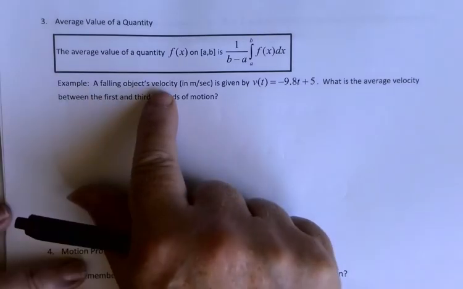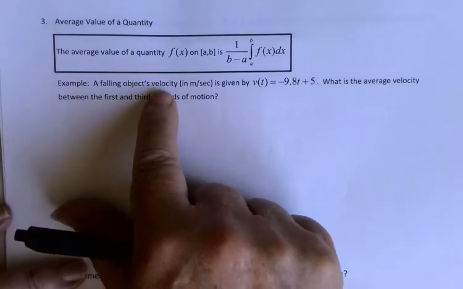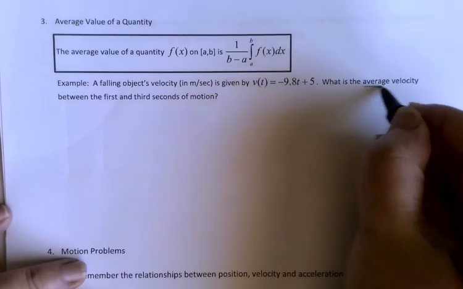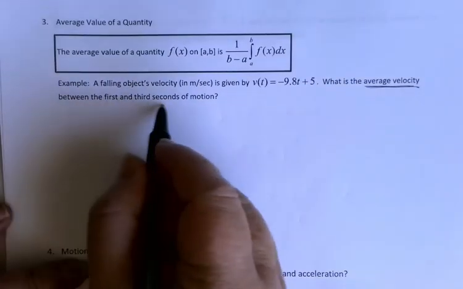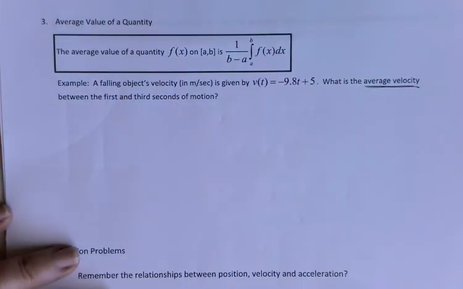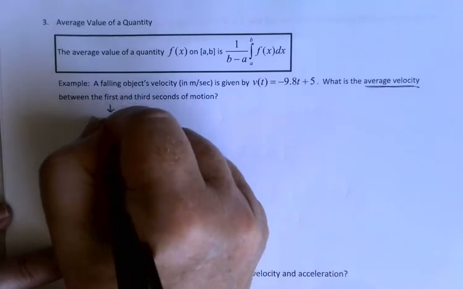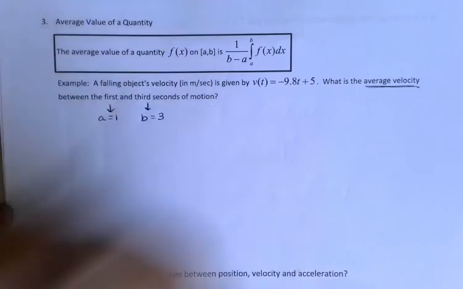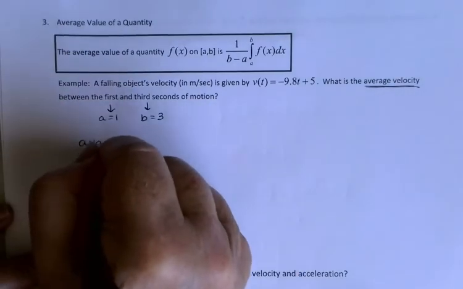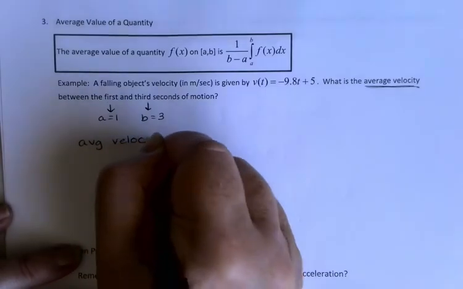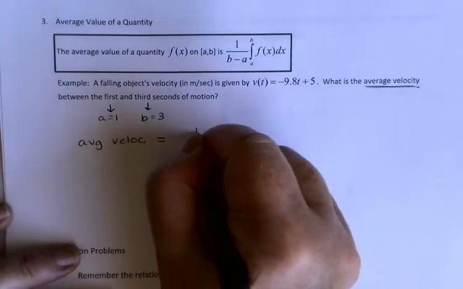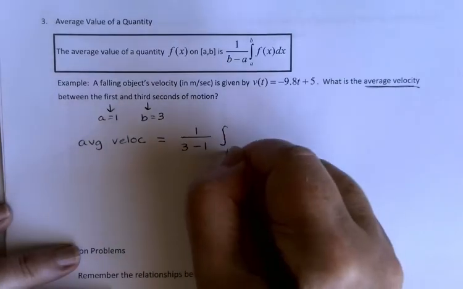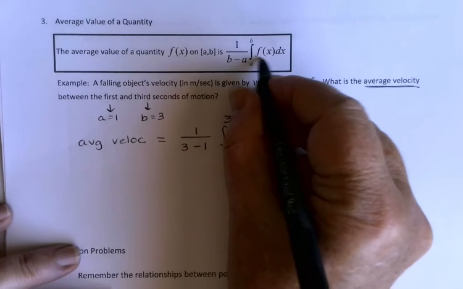So, if I go back to my same problem here, my falling object, I was given the velocity function. If I want the average velocity between the first and third seconds of motion, I'm going to say a is 1 and b is 3. So the average velocity is, according to this formula, 1 over 3 minus 1 times the integral from 1 to 3 of the velocity function.